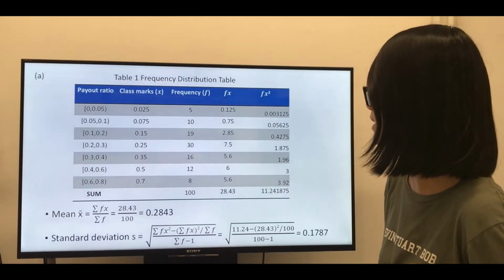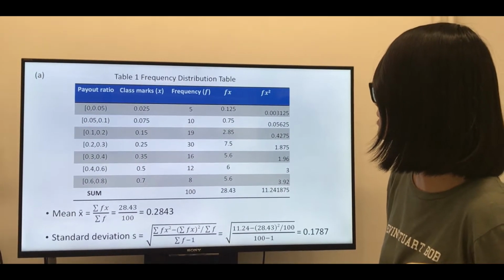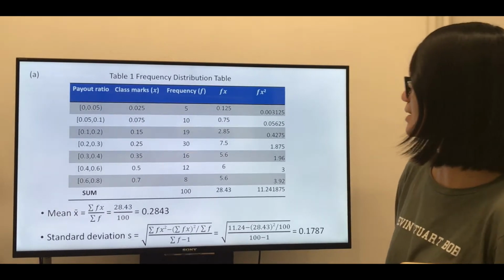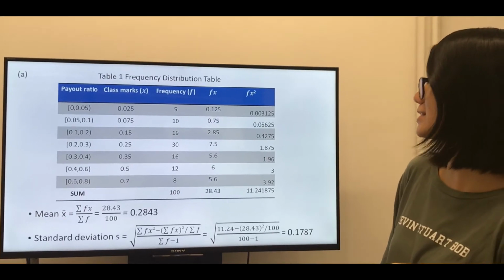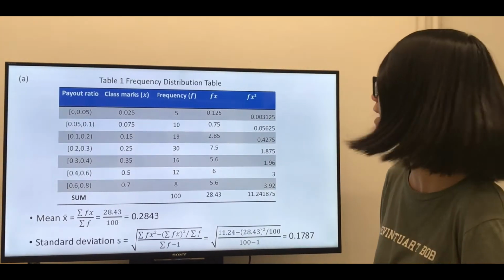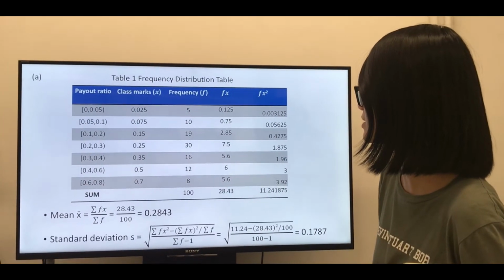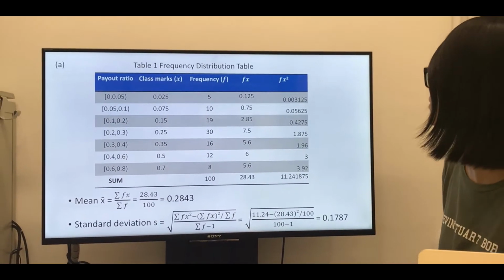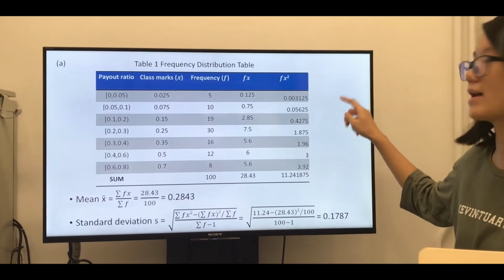So the mean will be the sum of fx, which is 28.43, divided by 100, and the answer will be 0.2843. And after that we have to calculate the SD.